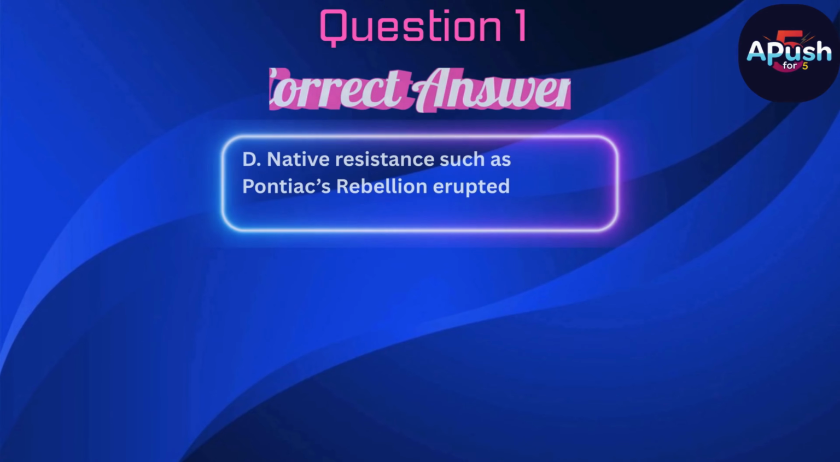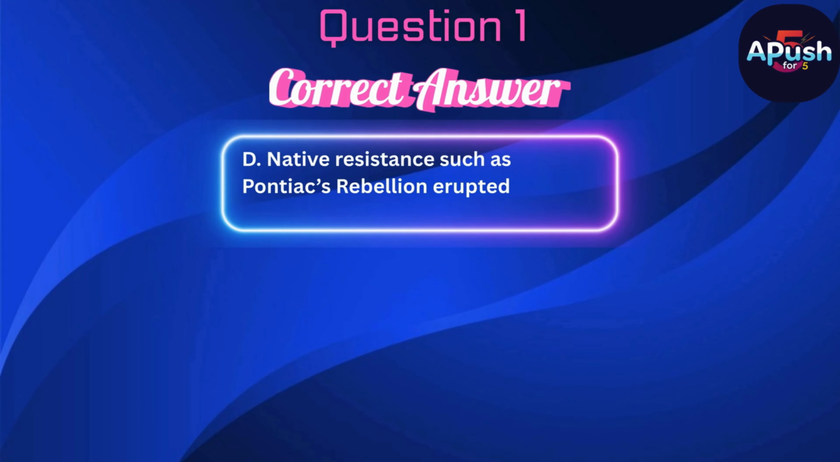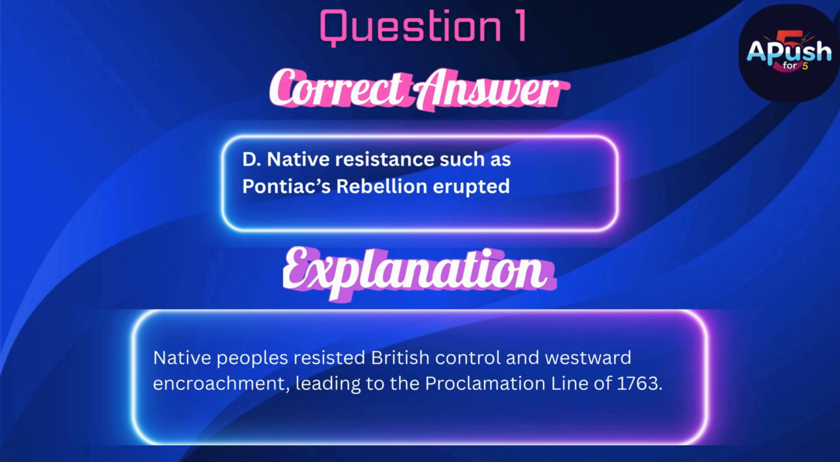Answer: D. Native resistance such as Pontiac's Rebellion erupted. Native peoples resisted British control and westward encroachment, leading to the Proclamation line of 1763.